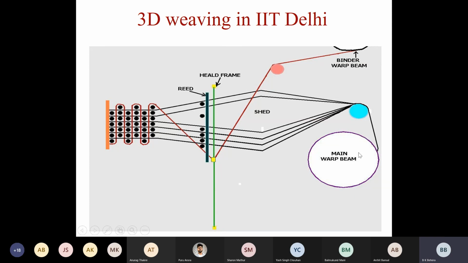We have two types of warp. All these black color warp coming from one beam, we call it stuffer warp, stuffer yarn, STUFFER. We have another warp coming from a separate beam, it's called binder warp. So the main warp is stuffer warp. This other beam takes another warp called binder warp, and the dots are weft yarn.